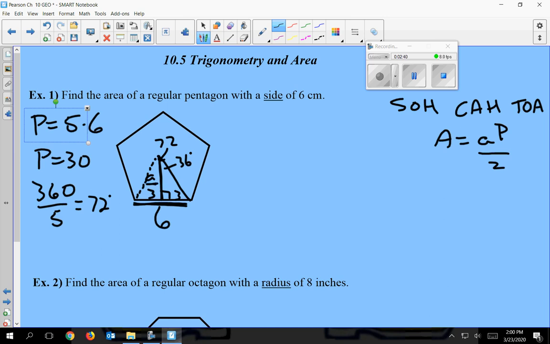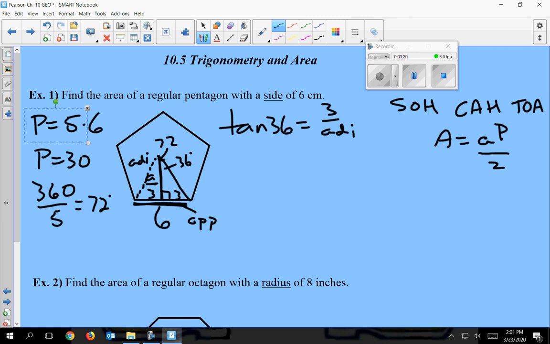I need the apothem. So using my trig now, I'm going to use this angle, 36 degrees. This 3 is the opposite side. I have it, but I need the apothem, which is going to be the adjacent side, okay? So using my trig, SOHCAHTOA, I have the opposite side. I need to find the adjacent. That gets me tangent of 36 degrees equals the opposite side over the adjacent side. And that's the apothem.